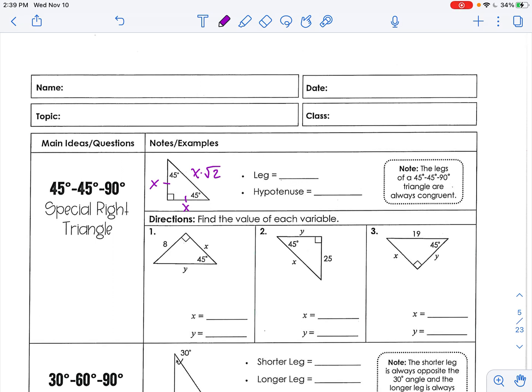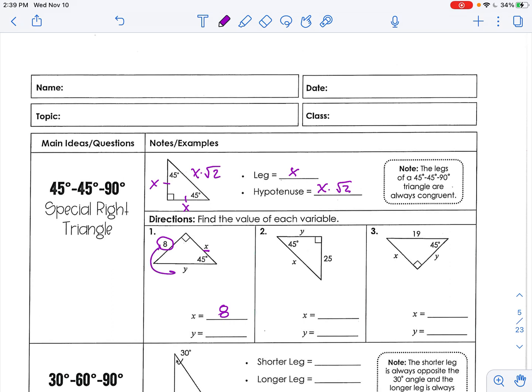So just as a little pattern here, if I know a leg is x, to find the hypotenuse, I multiply by root 2. Now, what we're going to discover is if I have to go backwards and I know the hypotenuse, I have to divide by root 2. That might be a little confusing to start, but let's see if we can apply it down here. For number 1, they gave me a leg which is 8. That makes this x pretty simple. It's just 8.